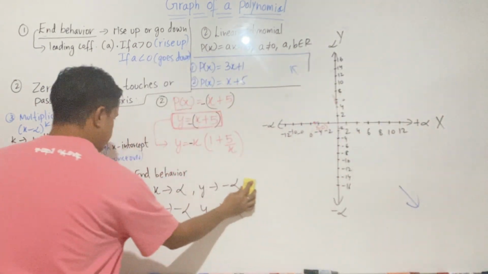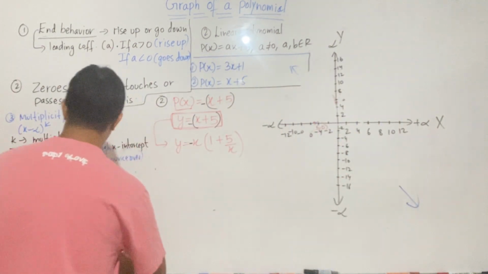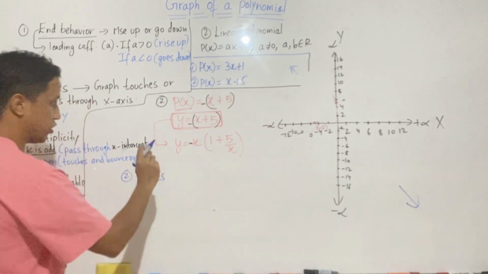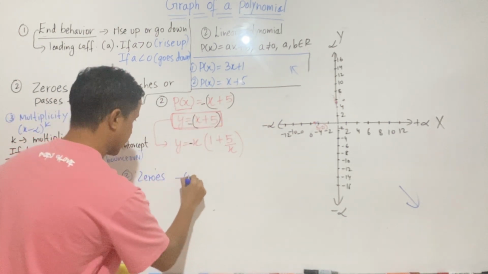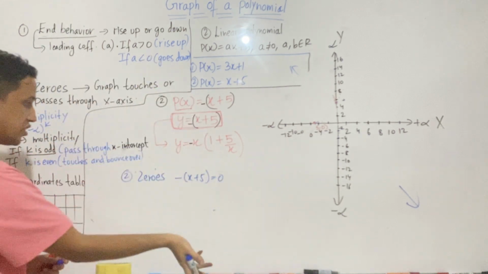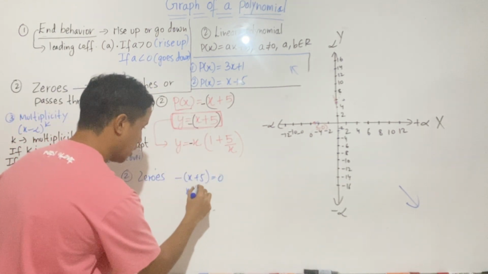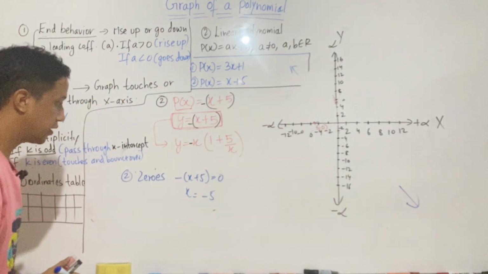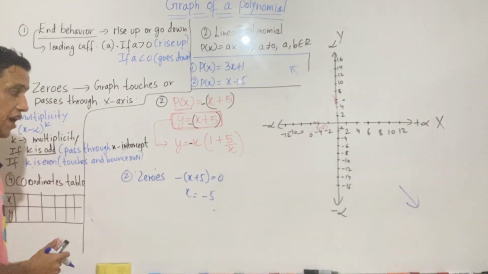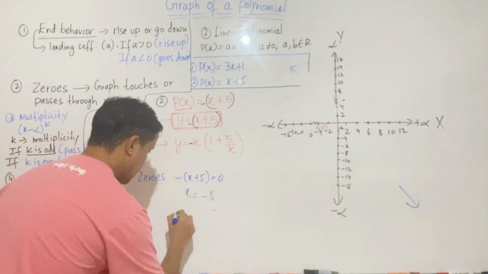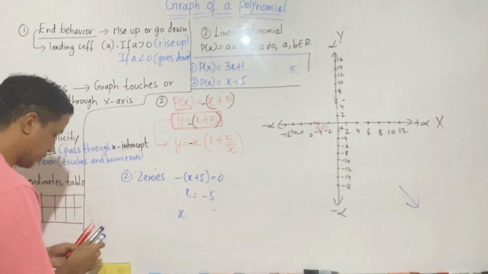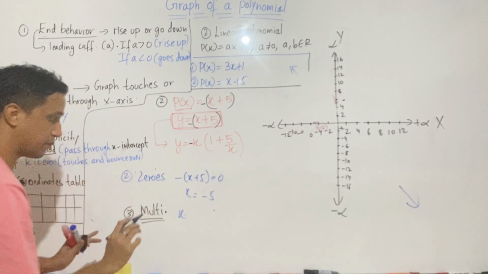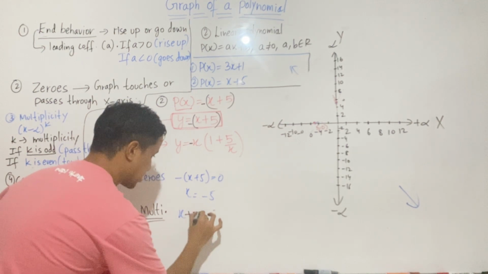Then next thing is we have to check zeros. Number 2, zeros. For zeros, we have to equate minus x plus 5 equal to 0. Okay, so it will be x equal to minus 5, right? Yes or no? x equal to minus 5. Then number 3 is multiplicity. Okay, step number 3, multiplicity. So it's going to be x plus 5.